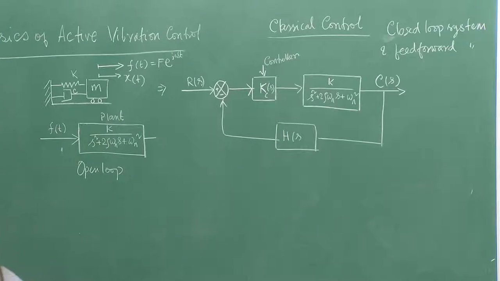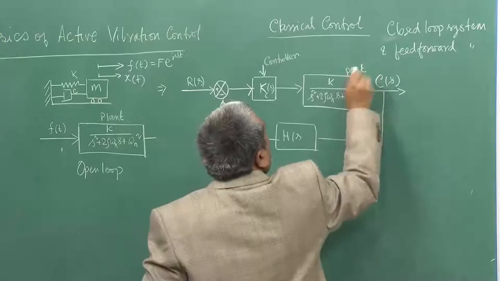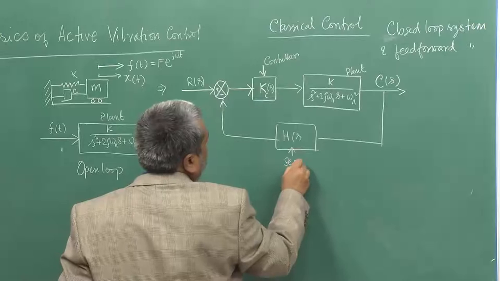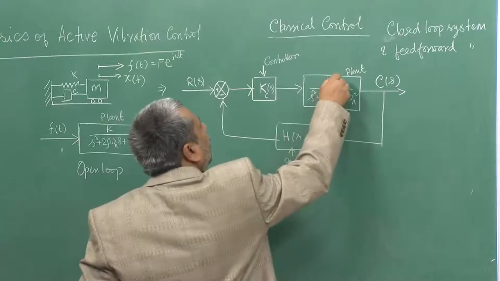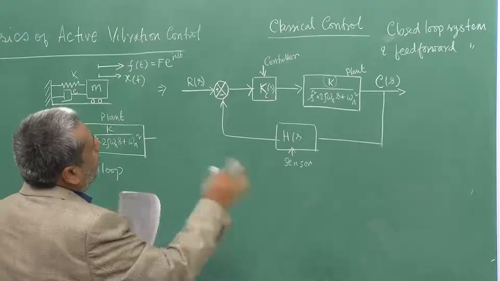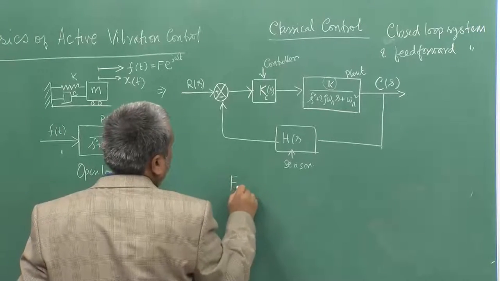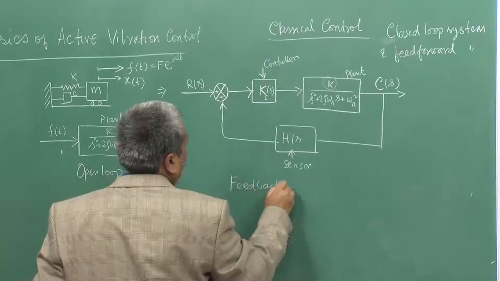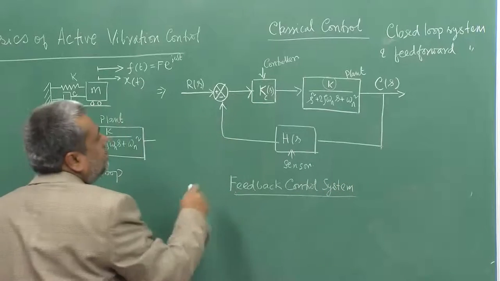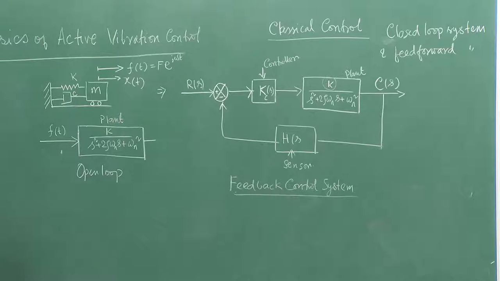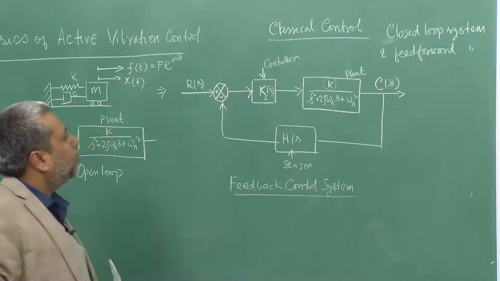Where is my actuator? The actuator can actually be integrated with this plant itself. So this is the plant, and this is our sensor. The actuator can be a simple gain here that can be adjusted, or it can have a complete transfer function of the system. But this is one system which we will call a feedback control system. This is the most robust system. That means even if there is some disturbance in the system, it can be proved that this works much better than any other possible systems.